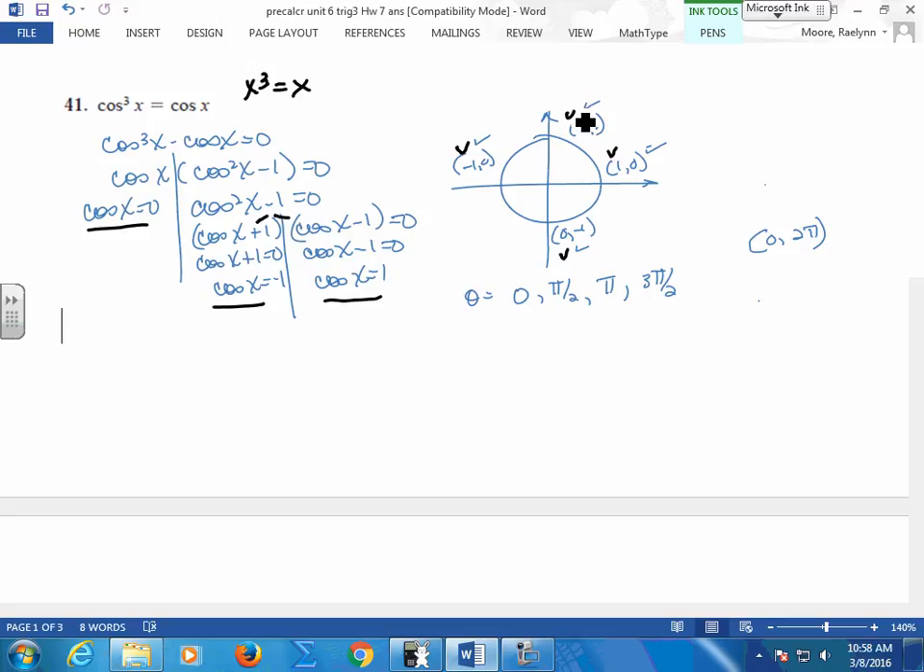Good? And it kind of makes sense. If you're cubing a 0, it's still going to be 0. If you're cubing a 1, it's still going to be 1. If you're cubing a negative 1, it's still going to be negative 1. It kind of makes sense.